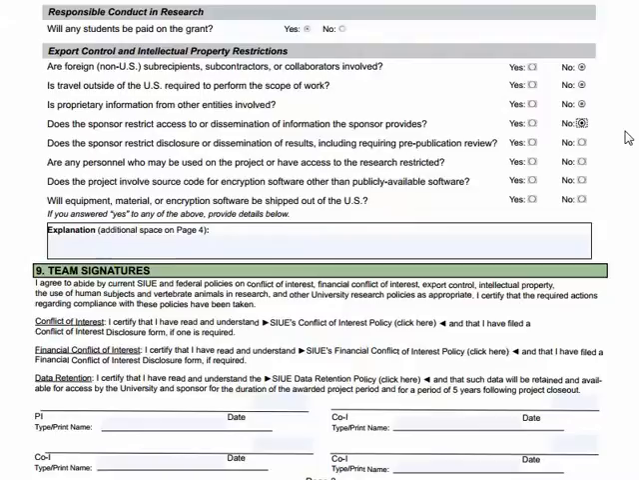Also, let us know if the project terms and conditions restrict the types of personnel who can be involved in the research. Is there encrypted source code or software on the project? Will any of it be shipped outside of the U.S.? And of course, if you've clicked yes on any of these above, please provide some explanatory comments in the box right below.